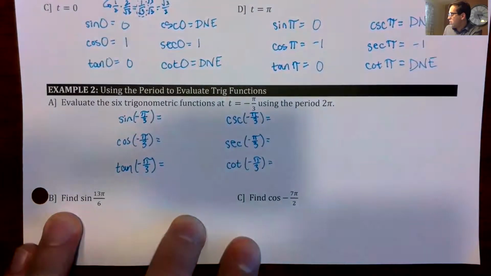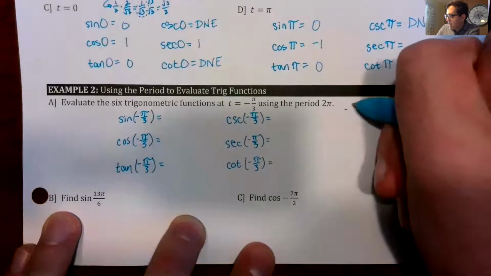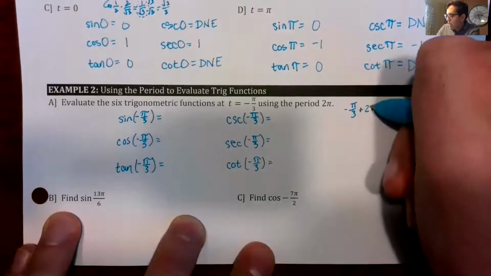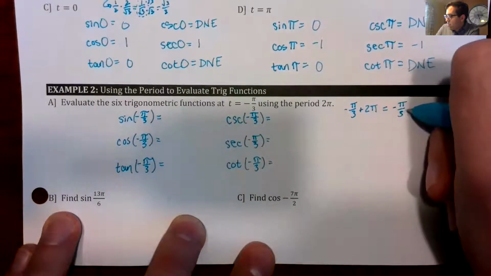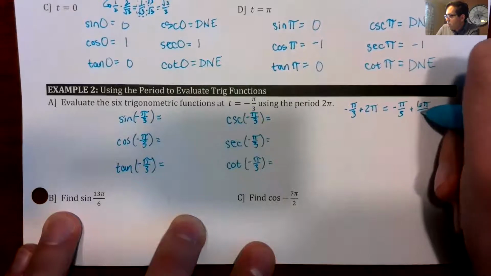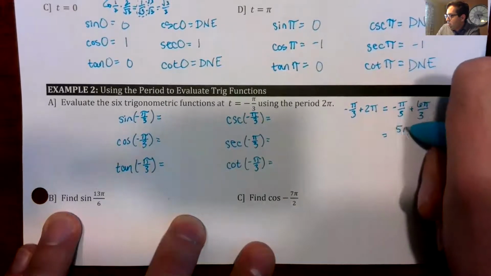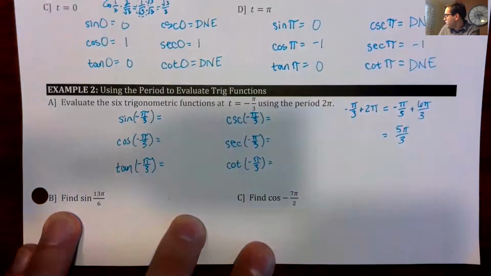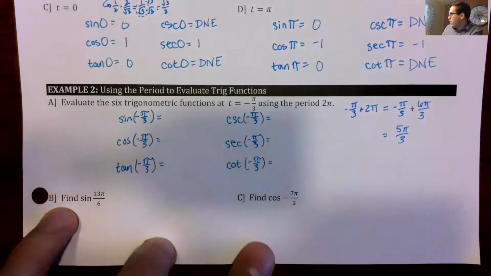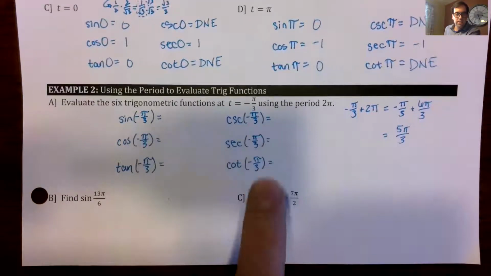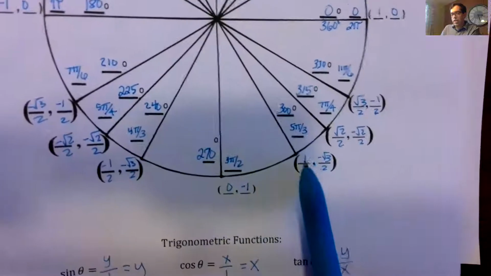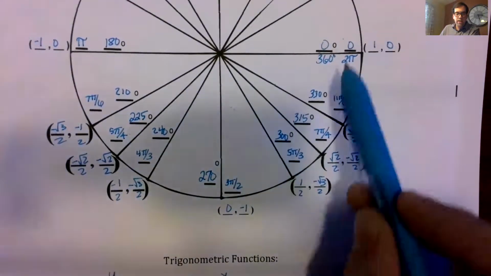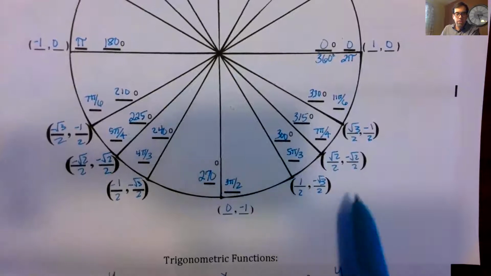So what we're going to do here is take our negative pi over 3, and since it's negative, we're going to add 2 pi to try to get an angle that's on the unit circle. And so I'm going to find a common denominator, which is going to be 6 pi over 3. So I end up with 5 pi over 3, okay? So that is the angle that is on our unit circle. So to answer these 6 questions, the sine, cosine, tangent, cosecant, secant, and cotangent, we are going to use the angle 5 pi over 3, which is right here. And that is in the same spot as negative pi over 3. So the ordered pair is the same.